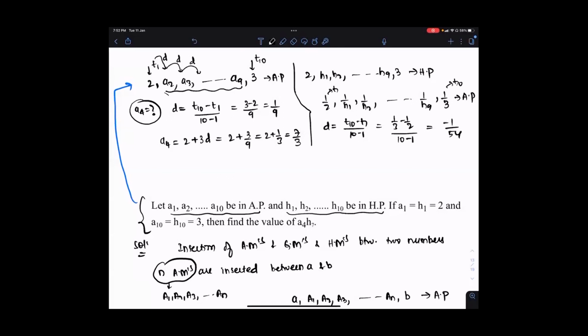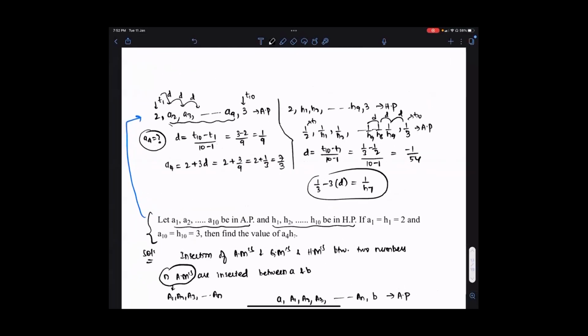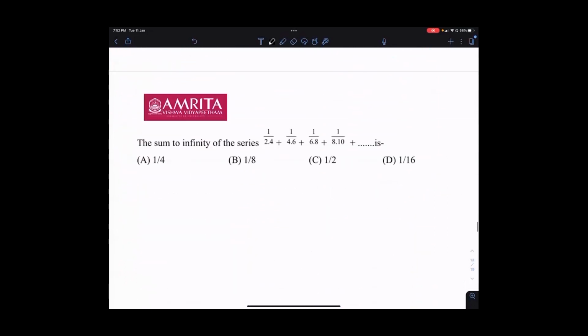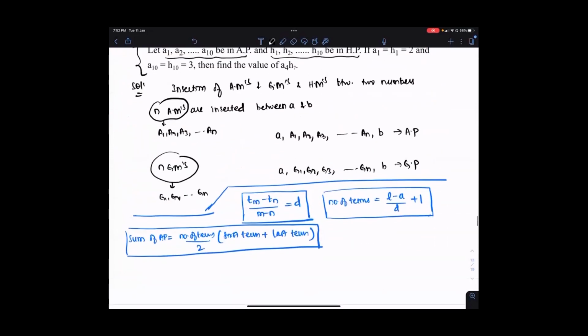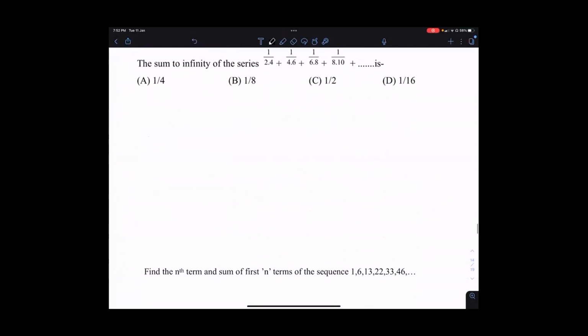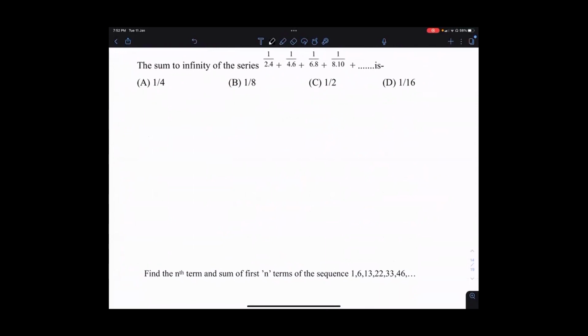That's it. Now, what is H7? H7, you can get it from here. This term, if you subtract D, you will get 1 by H9. So 1 by 3 minus 3 times the common difference will be 1 by H7. You will get H7, multiply, you will get the answer. There is another method also, but now time is not there. But I will give it in the solution to you.